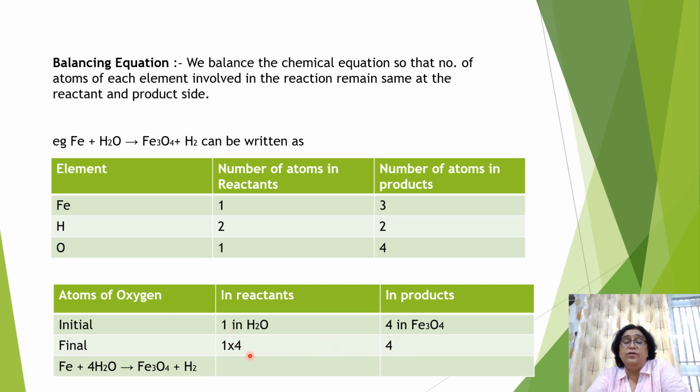How do I make 1 into 4? When I multiply it with 4. So 1 is in water. That means the water needs to be multiplied with 4. So my equation now becomes Fe plus 4H2O gives you Fe3O4 plus H2. Now on the reactant side, hydrogen has become 8. But on the product side, it is 2. Let's balance hydrogen now.